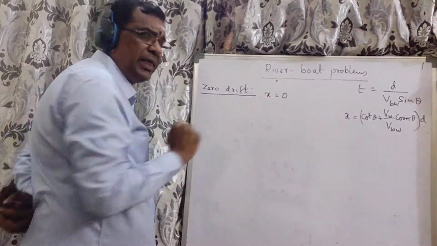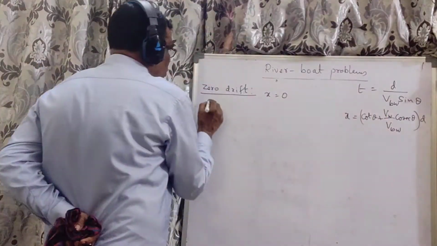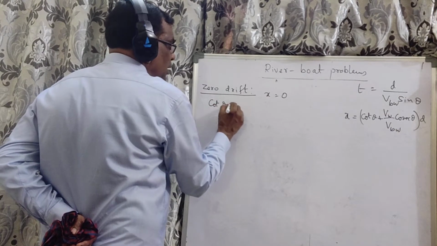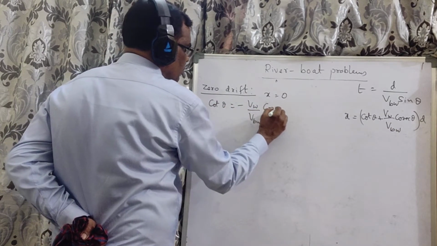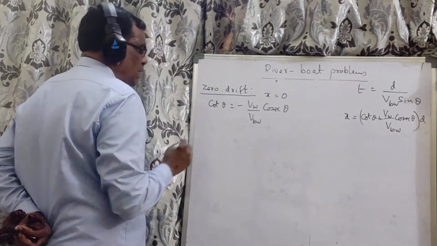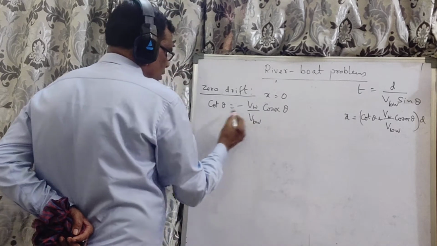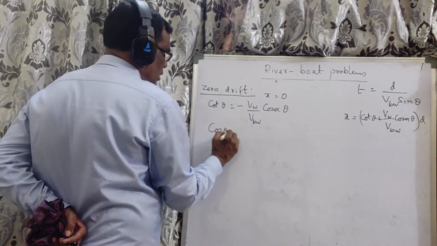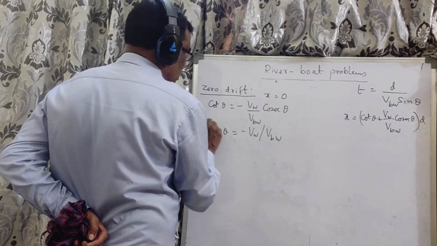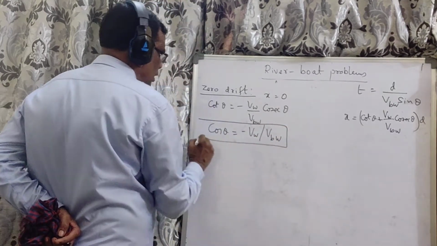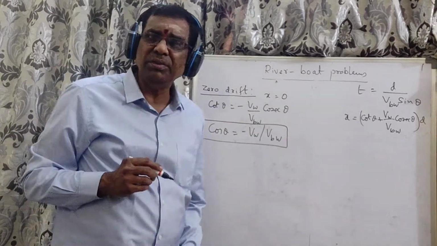We will go analytically first, then go graphically. I'll show you. If you put x equal to 0, what are you going to get? Cot theta is equal to minus VW by VBW cosec theta. Okay? This is cos theta by sin theta, 1 by sin theta gets cancelled. Now this is a very, very important result. Cos theta is minus VW by VBW.